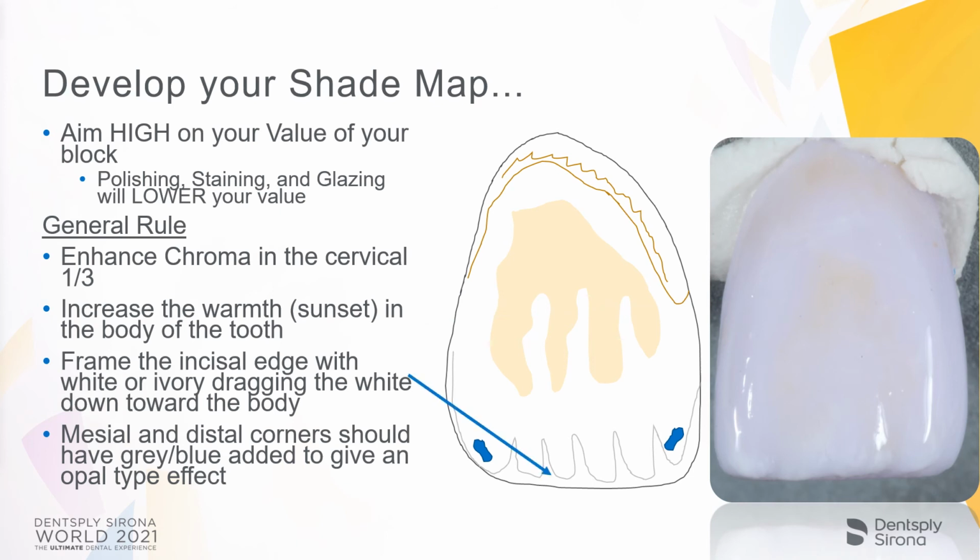Then we're going to frame the incisal edge with a little white or ivory, and then we drag that white down towards the body, as you can see in this shade map. Anywhere you see that projection down towards the body, I'm using an endodontic file, typically a size 10, to drag that white down and give us the illusion of dentin projections. If we want our mesial and distal corners to have a little blue or opal type effect, we can add that. In this case, we added just the slightest amount of incisal 2 to give a little bit of graying effect to enhance our halo that we saw on the adjacent teeth.